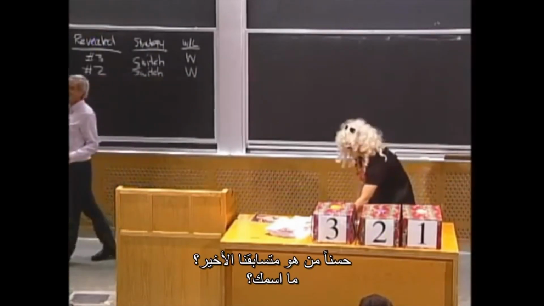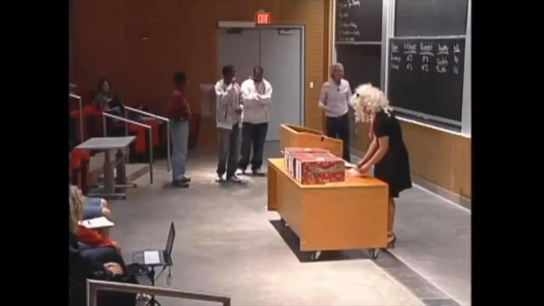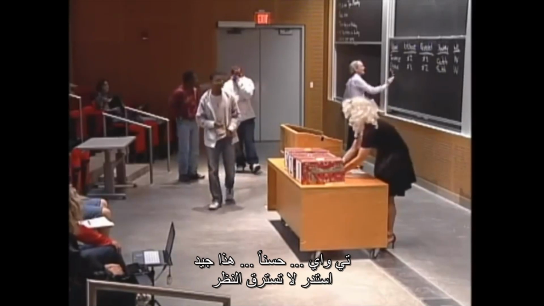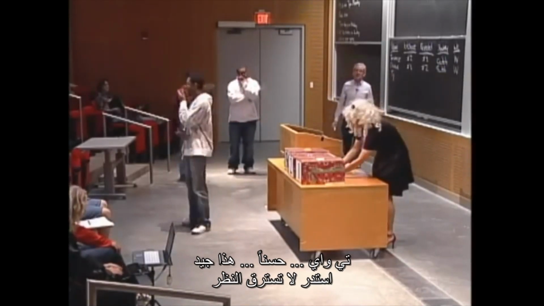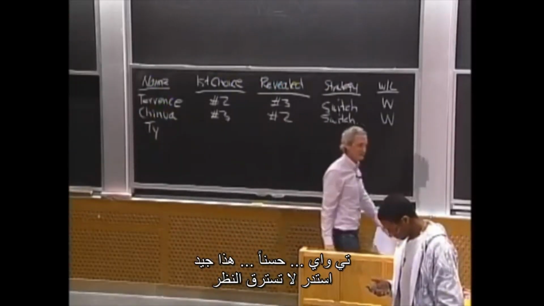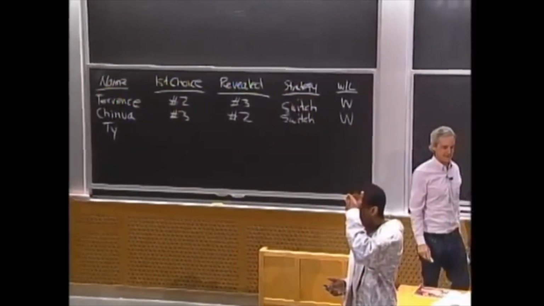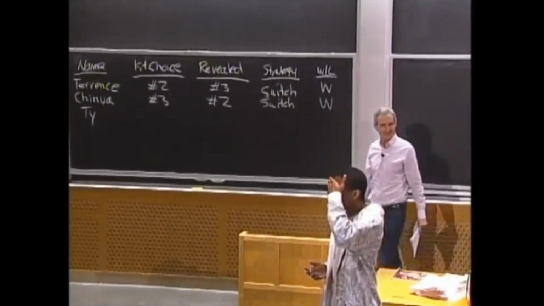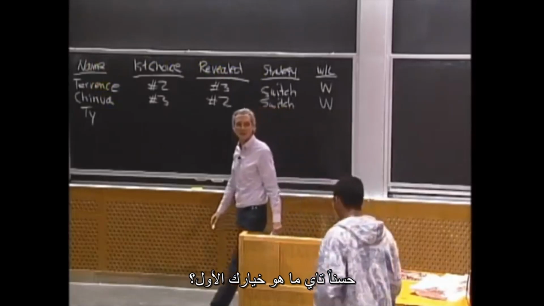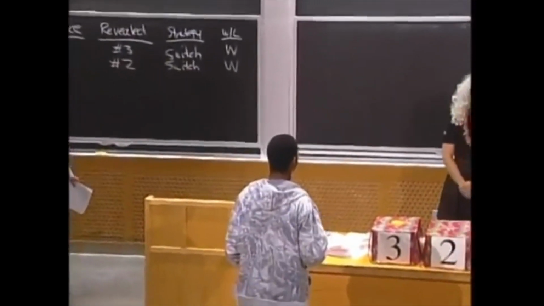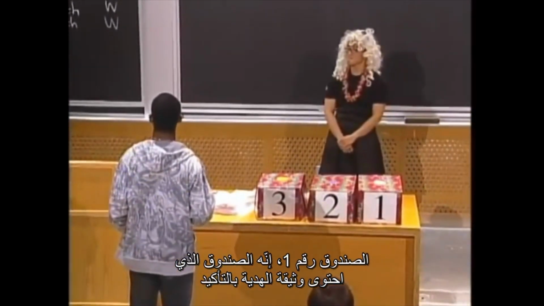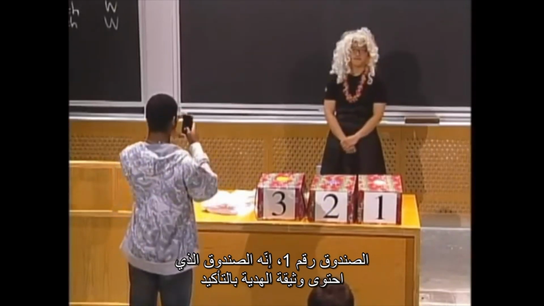All right, who's our last contestant? What's your name? Ty. Okay, that's good. Well, yeah, you got to turn around. No peeking here. Okay, Ty, what's your first choice? Box number 1. Yeah, that's been the one with the gift certificate for sure.